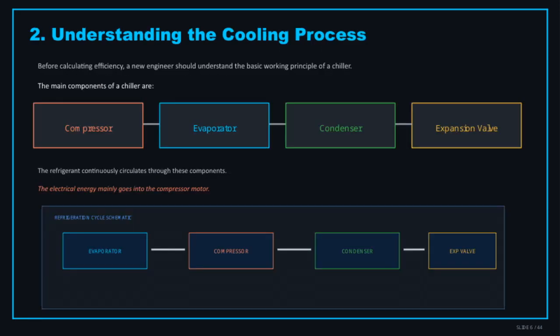Let's start by looking at the main parts of a chiller: the expansion valve, condenser, compressor, and evaporator. These components work together in a cycle, with the refrigerant constantly flowing through them. Most of the electrical energy powers the compressor motor, which drives the whole process. Before diving into efficiency calculations, it's crucial to grasp how these pieces interact and how the cooling process actually happens. This foundation makes everything that follows much clearer.